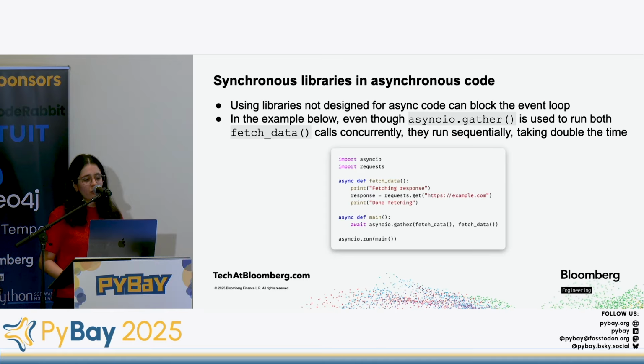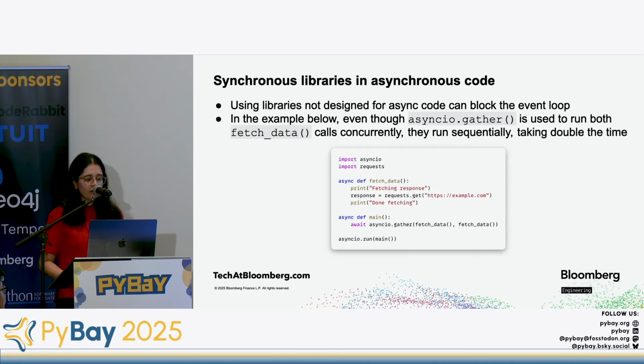The next mistake that we're going to look at is using synchronous libraries in asynchronous code. Using libraries not designed for async code can block the event loop. As you can see in this example, we are using asyncio.gather, and you would assume that this code runs in parallel because it uses gather, but that's not the case. It uses the requests library that does not support async IO, and this code is still going to run sequentially, taking double the time.